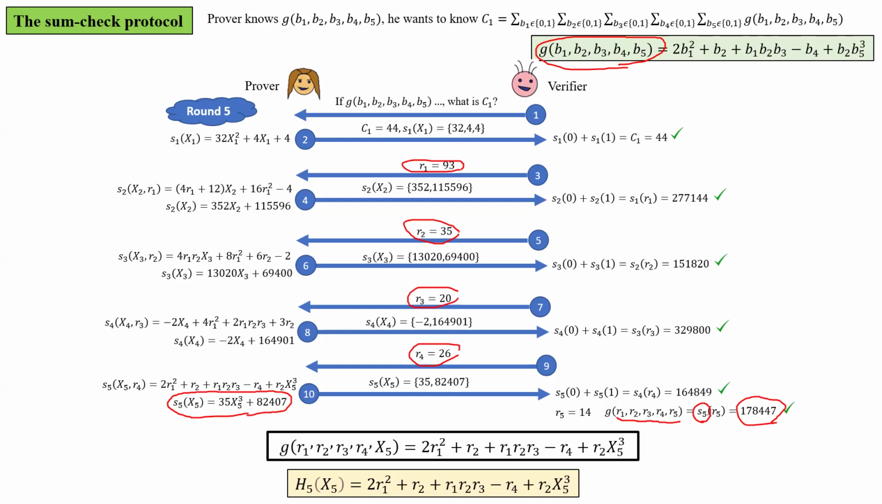So this value should be equal to the evaluation of polynomial s5 on r5. The verifier knows what s5 is from the received coefficients. So then the verifier can calculate the evaluation of polynomial s5 on r5. And if these two values are equal to each other, the verifier would be convinced that the first received value of c1, which is 44, as the required summation, is correct.